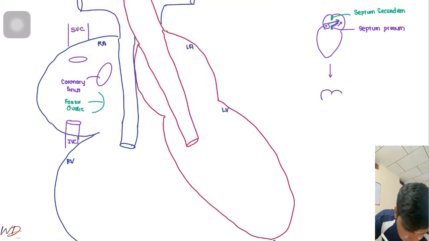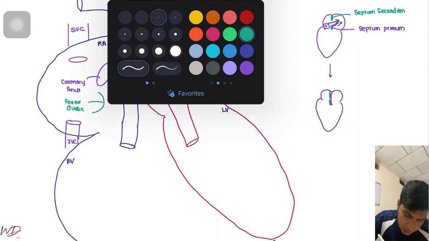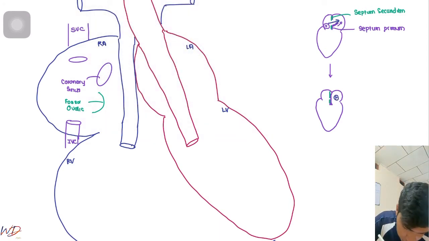After you're born, when you start breathing, when the lungs are removed of fluid, this is what happens. The pressure in the left side of the heart becomes greater than that of the right side of the heart. This is called the endocardial cushion. That's where this structure originates from, this structure.